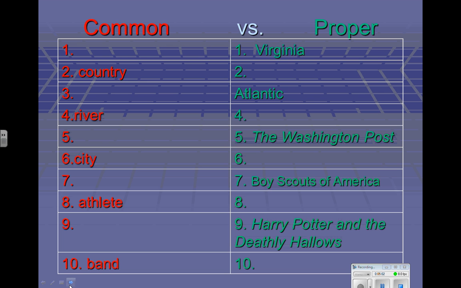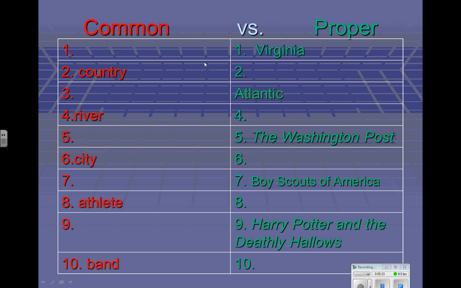All right, take a minute and look at this chart. What I want you to try and do in your notes is complete the chart. Now you'll notice there are holes in the chart. Every other line has you going back and forth providing an appropriate common noun that relates to the proper noun or a proper noun that relates to the common noun.